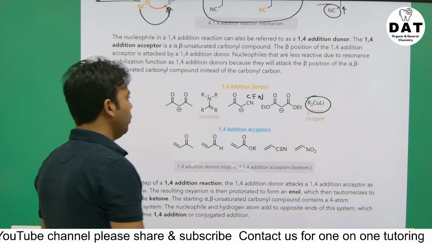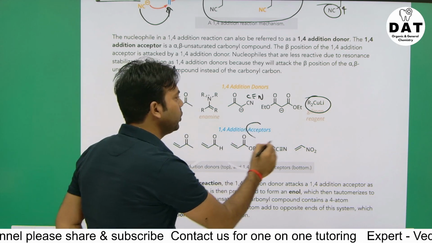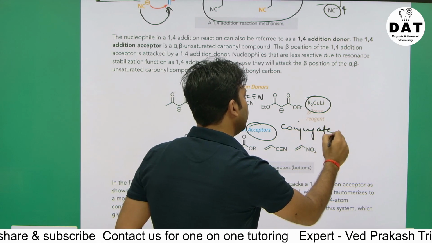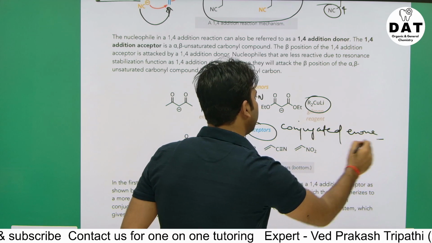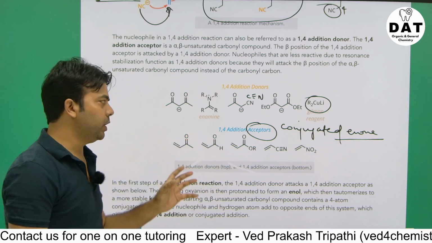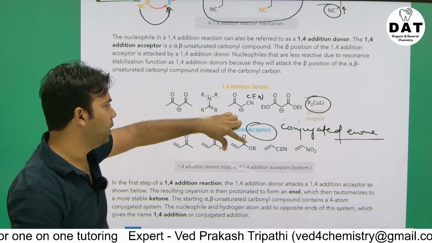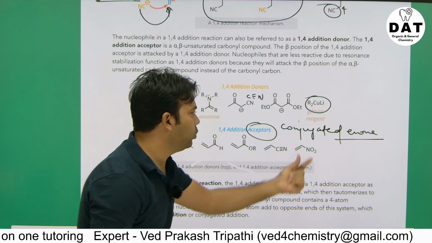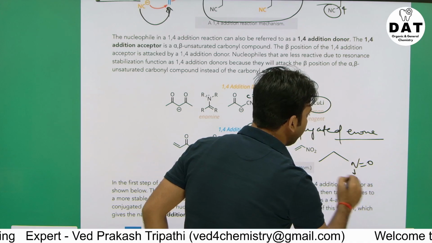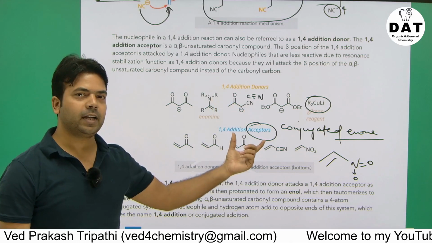Okay. While if you look at this one, this is the acceptor. Acceptor means conjugated enone. Generally we have to cover conjugated ketone, but sometimes we have a different kind of conjugated system. Look at this. This is a conjugated enone, this is conjugated, this is conjugated, and CN is also conjugated, and this NO2 is like this. So this is also a conjugated system. Clear? So this is a donor, this is an acceptor.